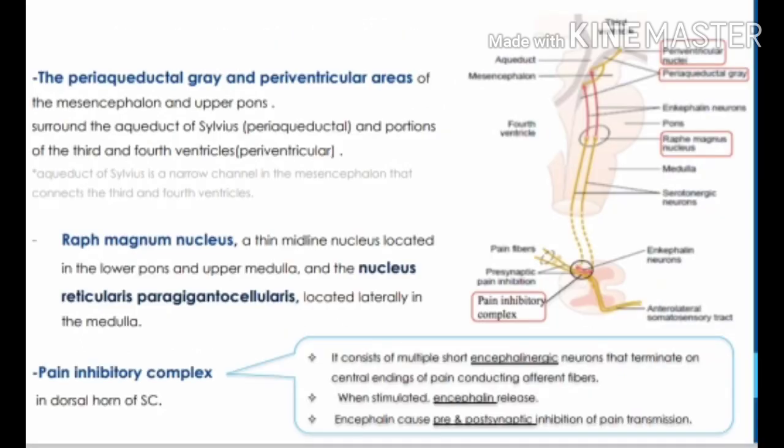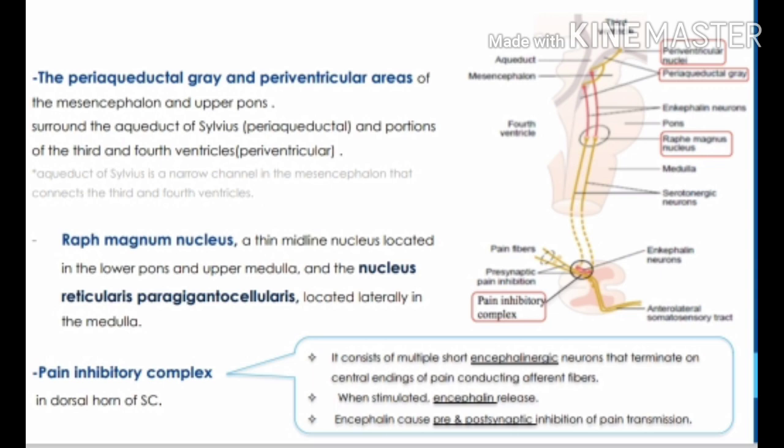The periaqueductal gray and periventricular areas of the mesencephalon and upper pons surround the aqueduct of Sylvius and portions of the third and fourth ventricle. Raphe magnus nucleus is a thin midline nucleus located in the lower pons and upper medulla, and the nucleus reticularis paragigantocellularis is located laterally in the medulla.